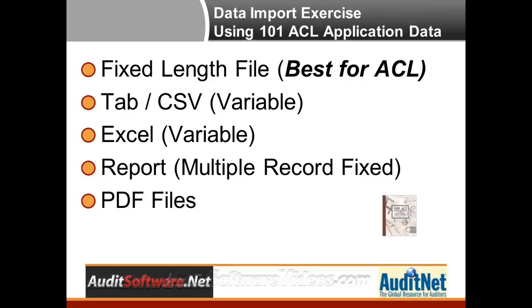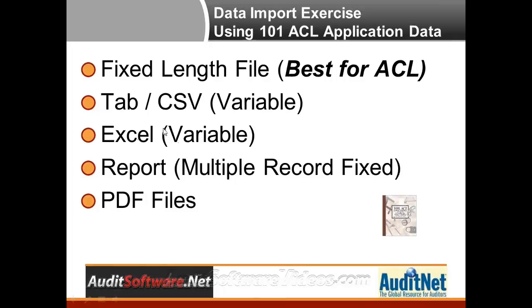Tab delimited files are basically delimited by either a tab or a comma or a pipe, and what you're going to do is break that up, and ACL is going to convert that tab file into a fixed length file.